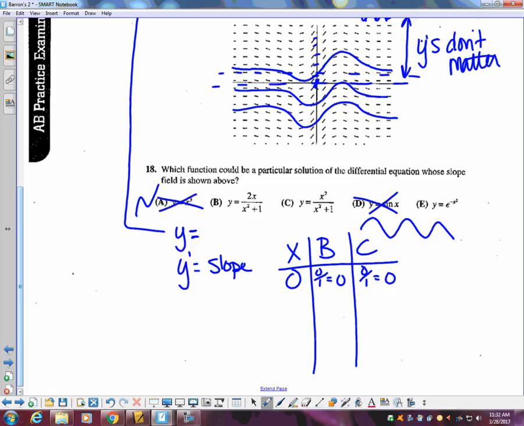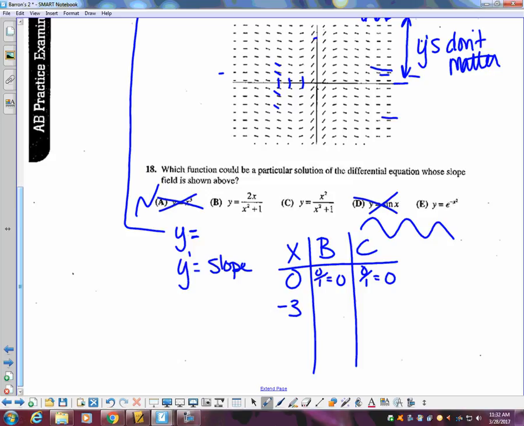Okay, so let's pick something else, like -3. Now look at your slope fields. Let me erase all this. At -3, you can see that we're headed in the negative direction. So at -3, my slope should be negative, because you can see these slopes are headed slightly down.